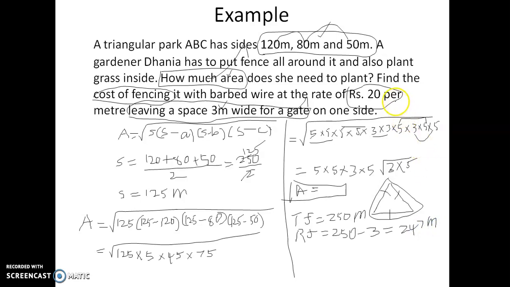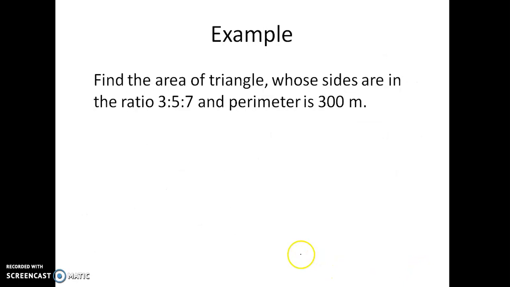They're asking to find out the cost of fencing here. Rupees 20 per meter is given. What about for 247 meter? So TC, that is total cost, equal to 247 into rupees 20. Multiply these two, you will get the total cost for fencing, right? So look at the next example.